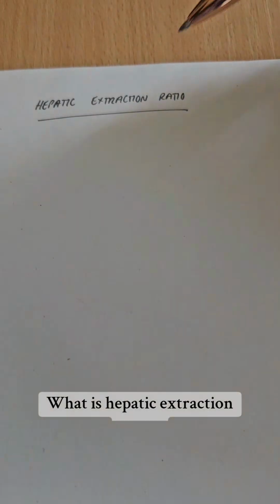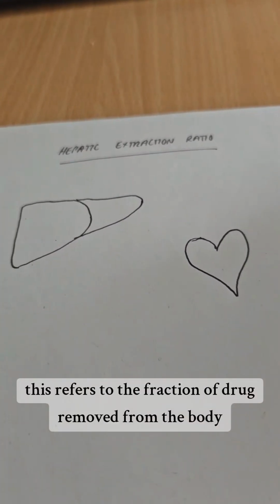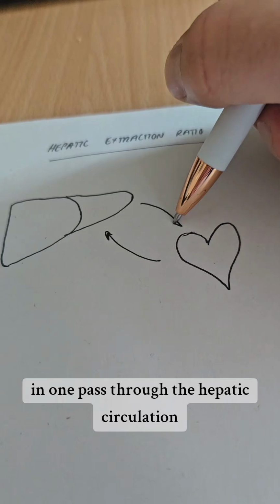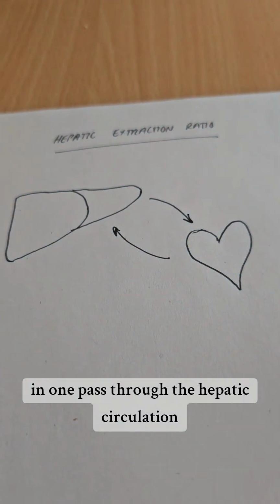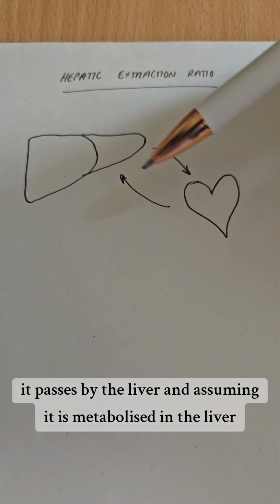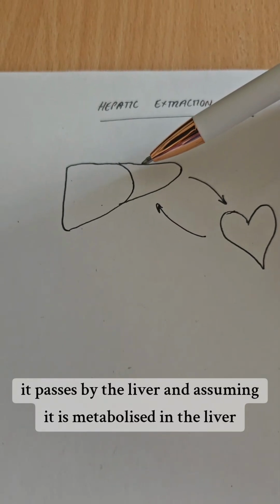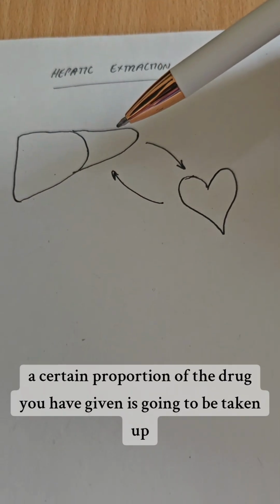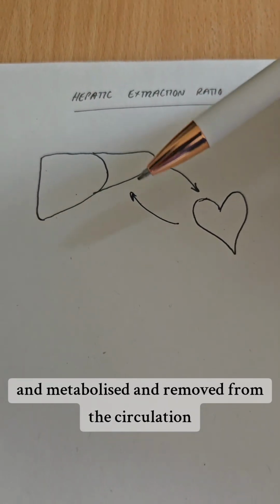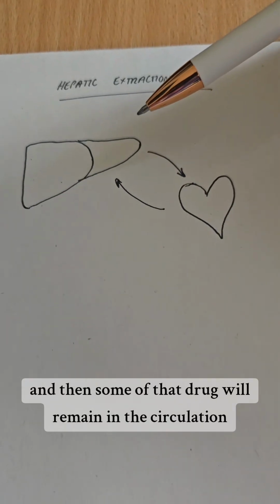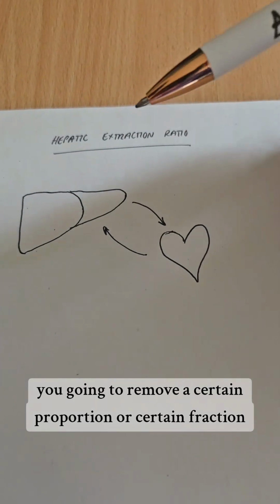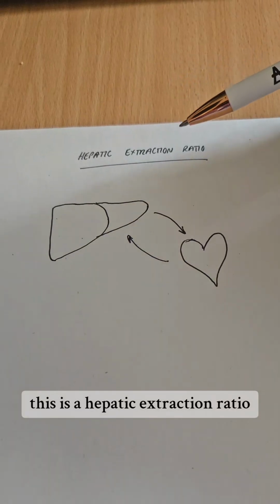What is hepatic extraction ratio? This refers to the fraction of drug removed from the body in one pass through the hepatic circulation. Whenever you give a drug, it gets injected into the circulation, it passes by the liver, and assuming it is metabolized in the liver, a certain proportion of the drug you have given is going to be taken up and metabolized and removed from the circulation, and then some of that drug will remain in the circulation. So you're going to remove a certain proportion or a certain fraction. This is the hepatic extraction ratio.